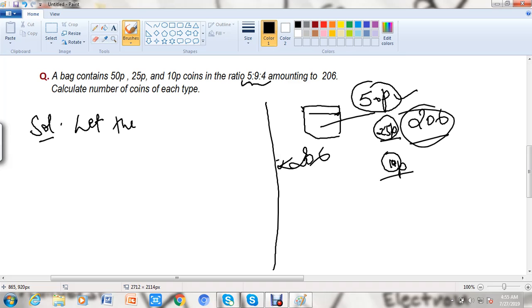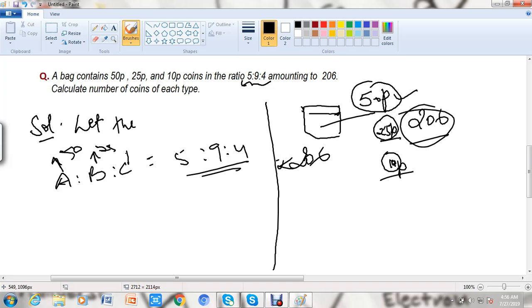Just take it as an example. This A is the 50 paisa coin, B is the 25 paisa coin, and C is the 10 paisa coin. So A, B and C, and this ratio is in the simplest form. So the value of A is going to be 5x. Why? Because x is the factor which is there with every number. The ratio is in the simplest form, so there must be one highest common factor which we cancelled from each term. Therefore B will become 9x and C will become 4x.